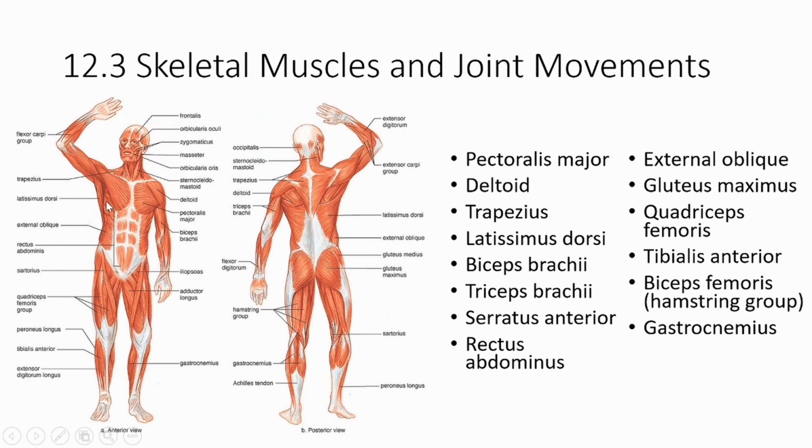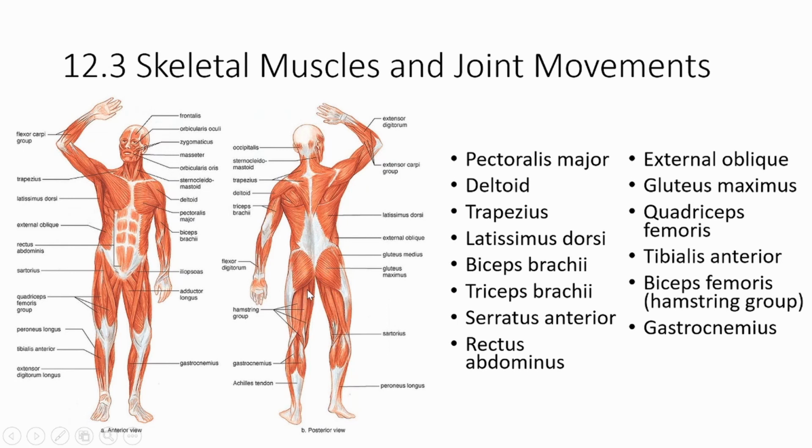Serratus anterior. The reason it's given that name is it looks serrated. Think of like a serrated knife from your kitchen. It's not a smooth blade, but a blade with a jagged edge. Rectus abdominis, also known as your abs. The external obliques, which are on your sides. The gluteus maximus, which forms the majority of your buttocks.